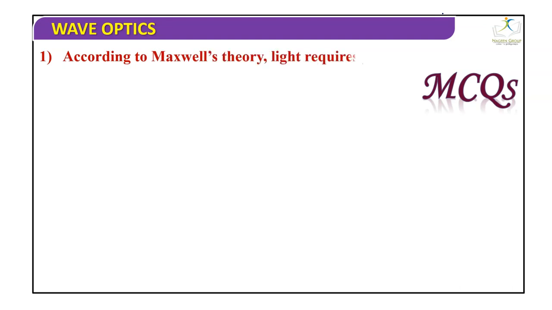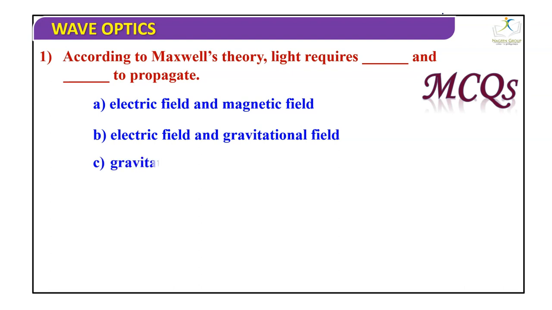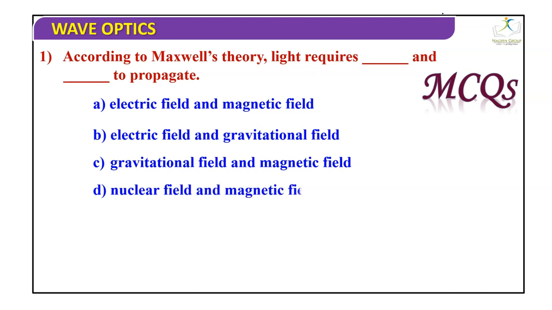Now let's move to the MCQ part. According to Maxwell theory, light requires dash and dash to propagate. Electric field and magnetic field, electric field and gravitational field, and magnetic field, nuclear field and magnetic field. As we know, students, Maxwell's theory is based on the principle of a changing or varying electric field and a varying magnetic field. Because of that, the first option is the right option.